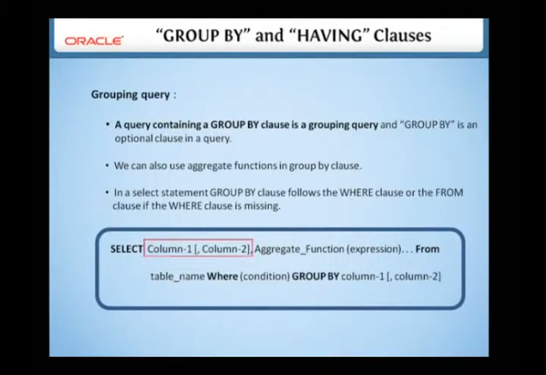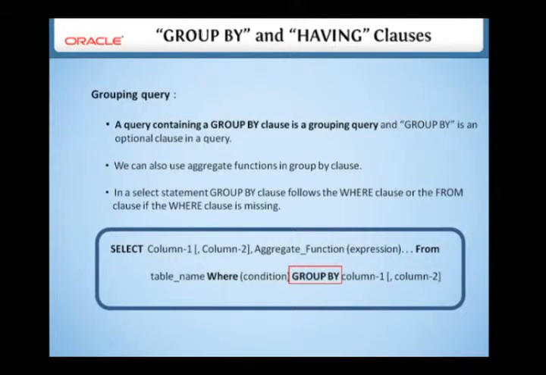In this format, column 1 and column 2 are the grouping columns. They must be the names of columns from tables in the from clause. In aggregate function, we can give any aggregate functions like sum, count, max, min, etc. Group by operates on the rows from the from clause as filtered by the where clause.